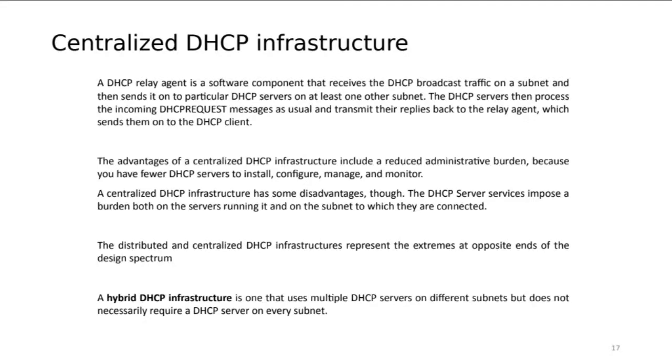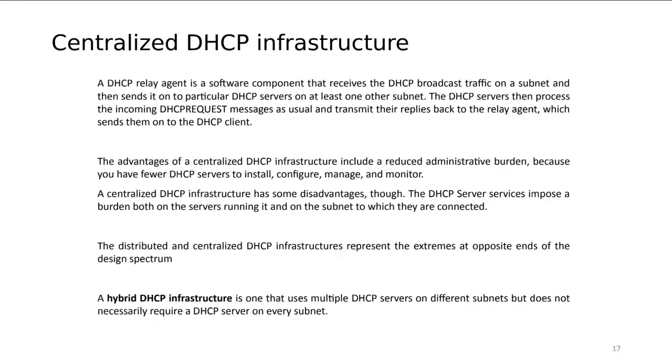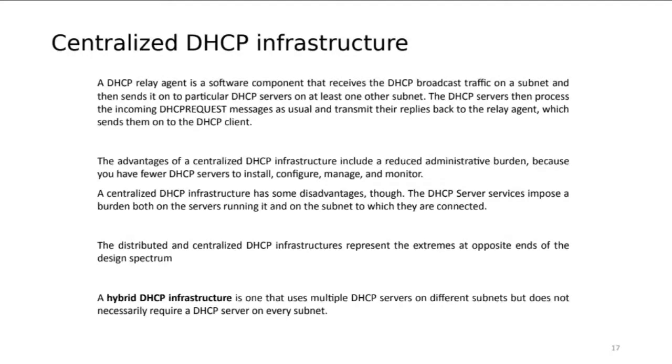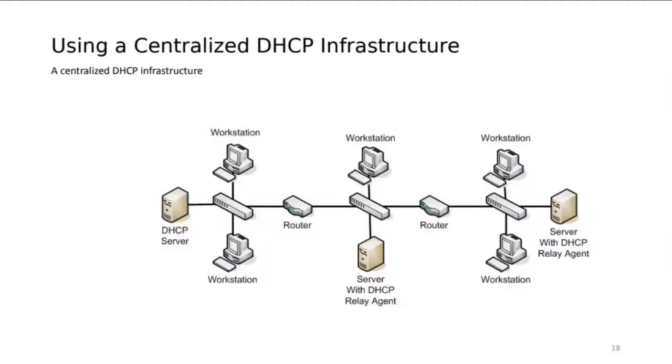The distributed and centralized represent the extremes. Centralized costs little, distributed costs more. We have something in the middle. It's called hybrid DHCP infrastructure. It is one that uses multiple DHCP servers on different subnets, but does not necessarily require a DHCP server on every subnet. We call this hybrid.